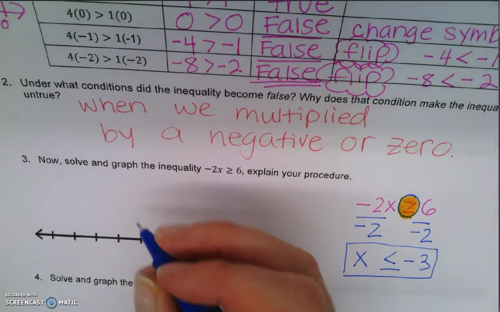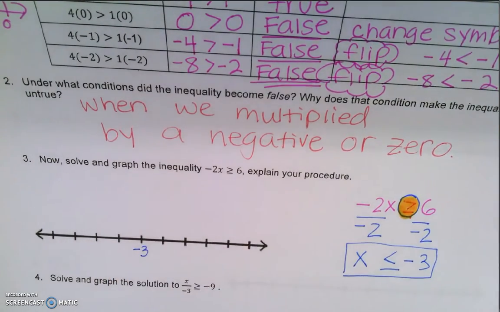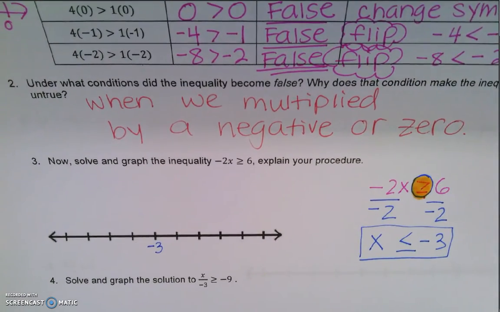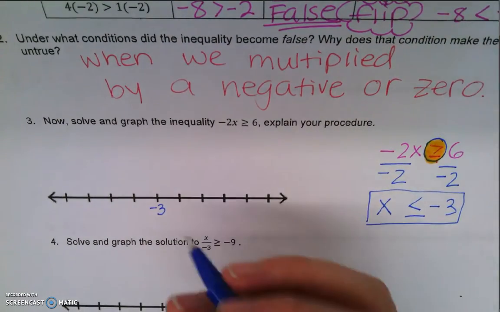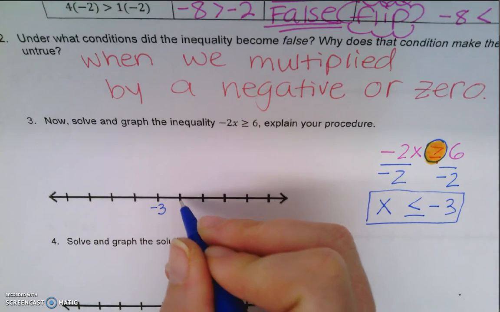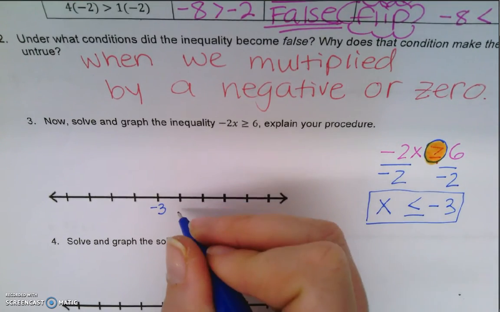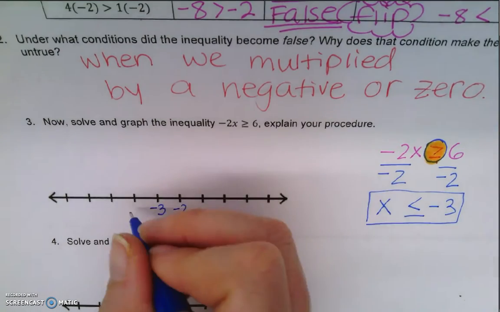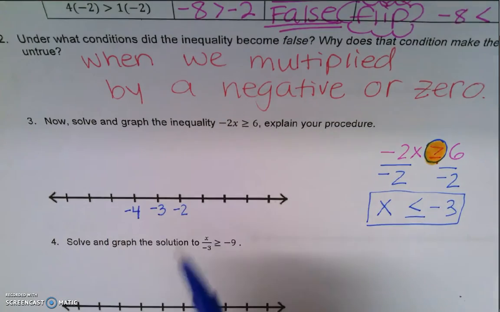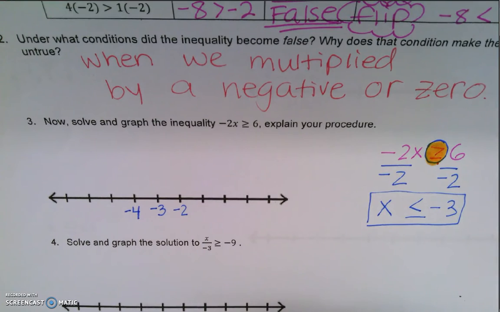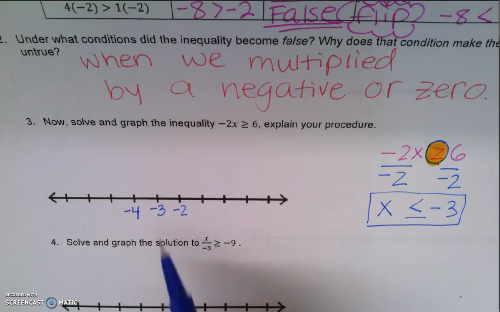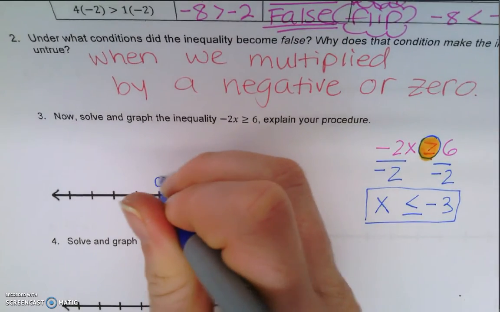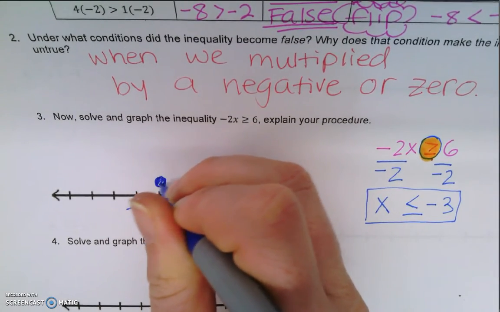Remember, when we graph, we want to pick our boundary number, and we also want one number that is bigger. So one number to the right that's bigger than -3 is -2, and one number to the left that's smaller is -4. Should it be an open or closed circle at -3? Is -3 our boundary number included in our solution set? Yes, it is. So that's going to be a closed circle at -3.